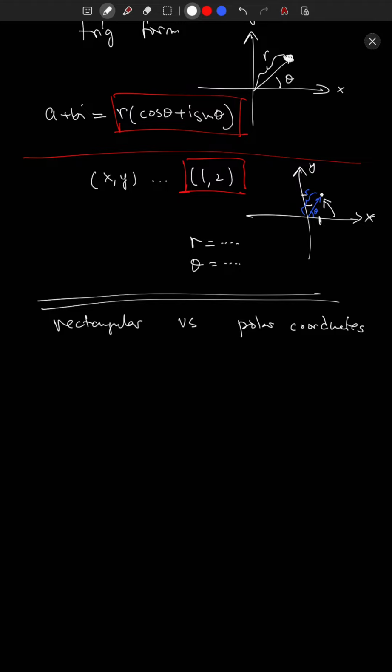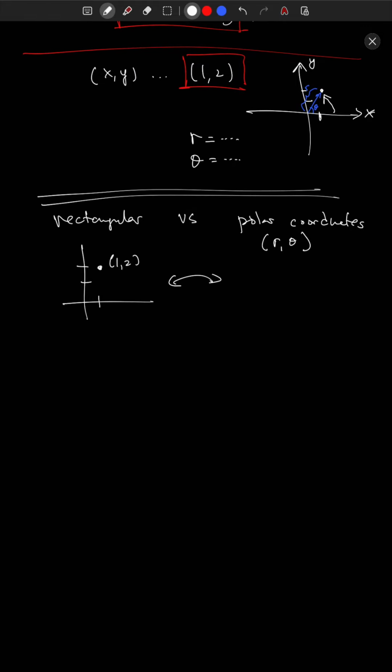So if we did have rectangular coordinates, this 1 comma 2, let's do this example. 1 step here, 2 steps here. What is the polar coordinate version of it? If you look at the online homework, when they want you to write something in polar coordinates, typically it's going to be written as r comma theta. So the first coordinate is r, and the second coordinate is theta.